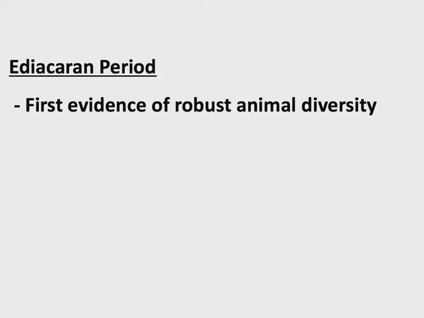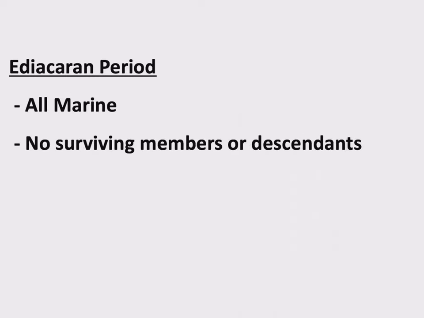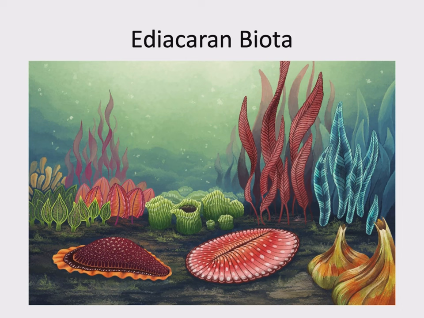So my summary of the Ediacaran period: we have the first evidence of robust animal diversity. All this stuff is marine, so I'll let you know when we make it to the land, but right now all animal life is just in the oceans. And no surviving members or descendants of these really weird, alien-looking animals.